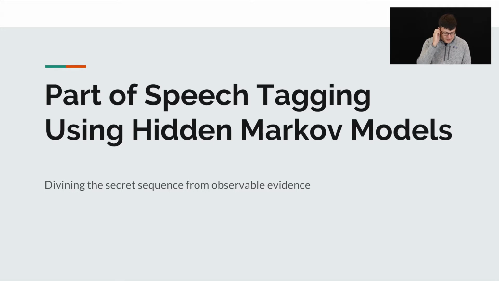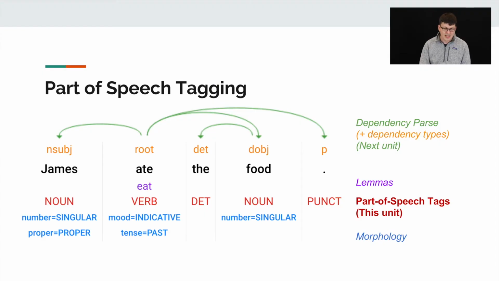So now we're going to talk about hidden Markov models. And the key piece before we get started into the machinery of hidden Markov models is to understand what we're doing with them and why we're doing it. So let's make sure we see the forest and not just the trees.